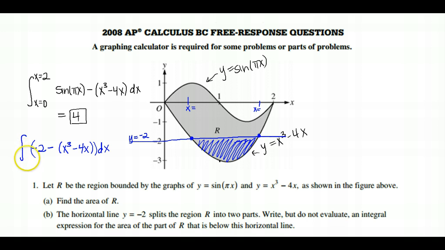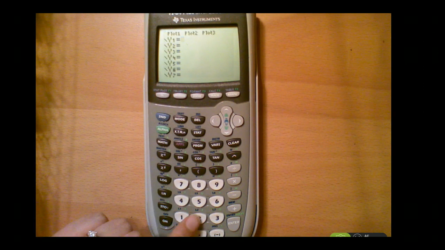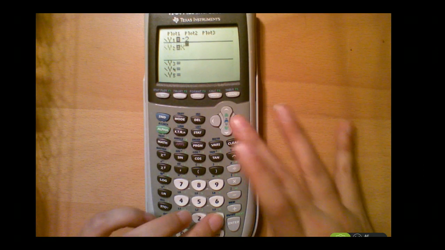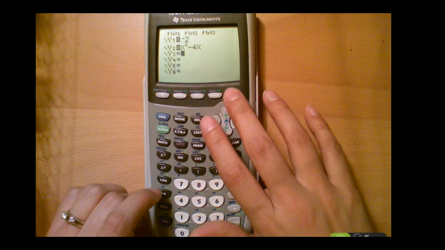So all I'm missing here is my limits of integration, and for that we are going to need to use our graphing calculator. So let's go through the process of finding points of intersection using our graphing calculator. We're going to go to y equals, and enter our two functions. I'm going to put -2 first, and then enter the cubic function x cubed minus 4x. And then I'm going to graph.